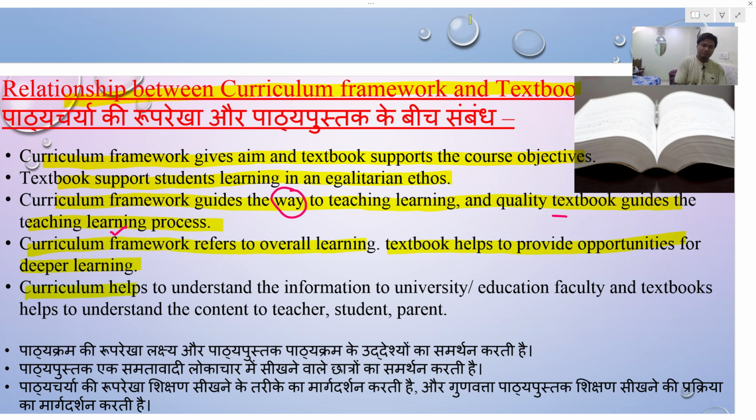Curriculum helps to understand the information to university education faculty, and textbooks help to understand the content to teacher, student and parent. Basically curriculum helps the information to university.